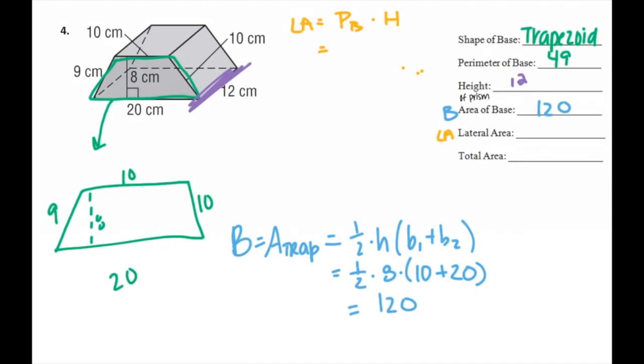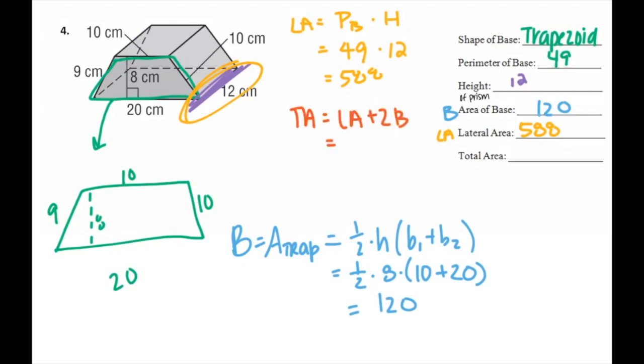Lateral area is the perimeter of the base, which we have 49, times the height, big H. We're talking about the height of the prism, not the height of the trapezoid, not the height of the base. The height of the prism, meaning the distance between the bases. That's 12. 588 for our lateral area, and so then we can use that to find our total area. Lateral area plus the two bases. 588 plus 2 times 120. Our total area is 828 centimeters squared.